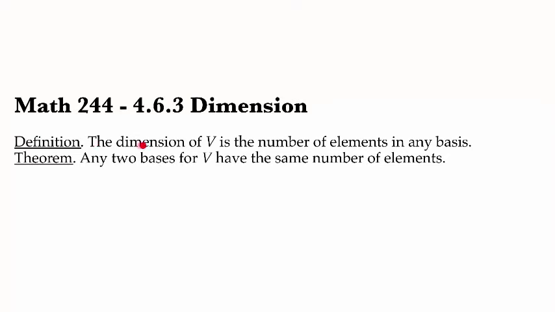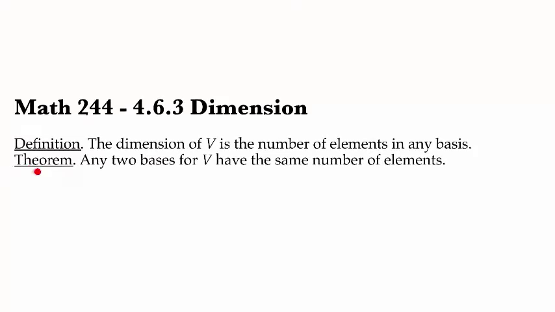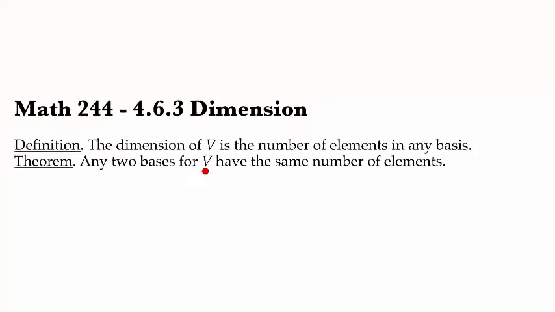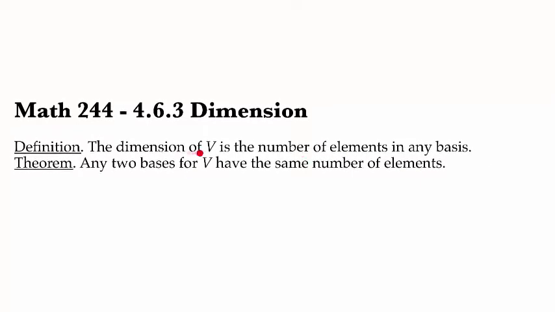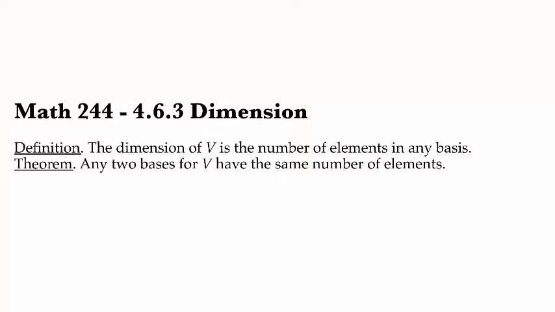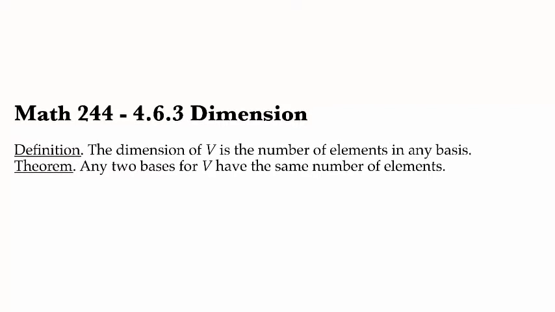So the dimension of a vector space V is the number of elements in any basis of V. At first blush, that looks like it might not be a well-defined idea, because what if you produce a basis and I produce a basis and they have a different number of elements? Well, there's actually a theorem, a deep one that we won't get into, that says any two bases for V will have the same number of elements. So the definition, the number of elements in any basis, is a well-defined idea. There's no vagueness or arbitrariness to it.